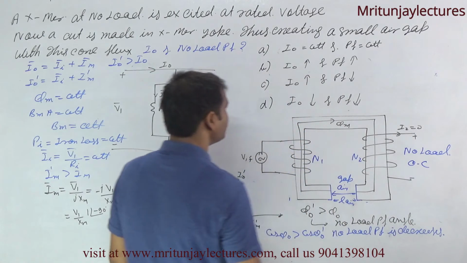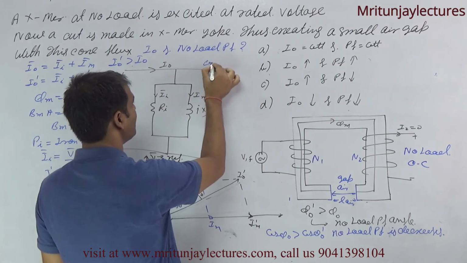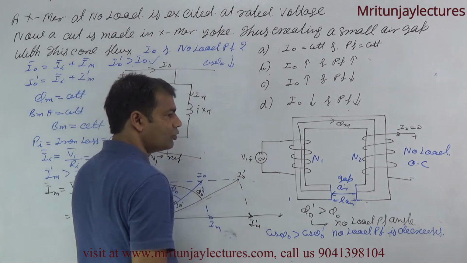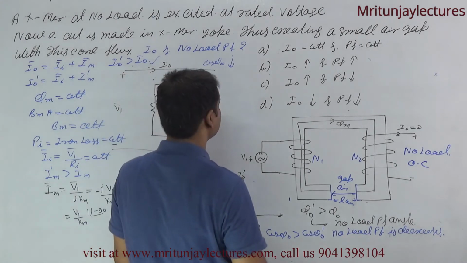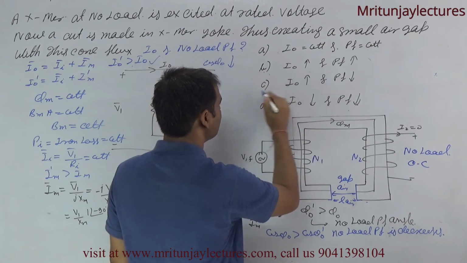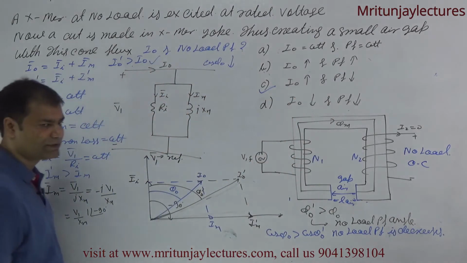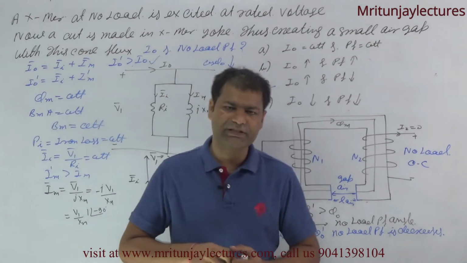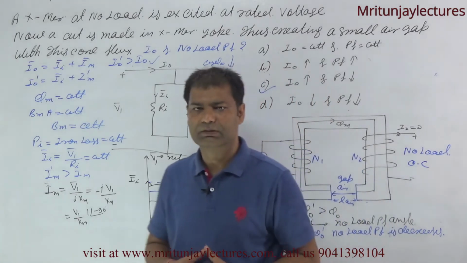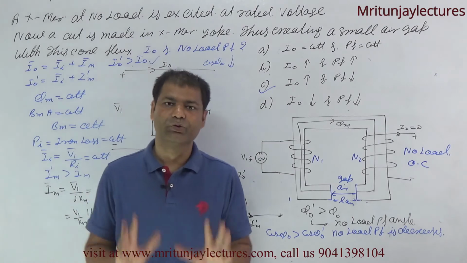So which option is correct? Power factor cos phi naught decreases and no load current increases. Which one is correct? Is B the correct option? No, sorry, C is the correct option. No load current increases. What about power factor? You can say it decreases, or you can say it is poor. Clear? What about iron loss? It is constant.